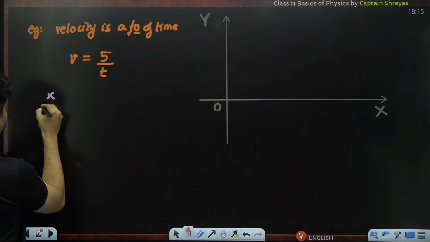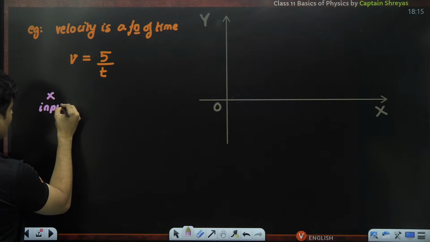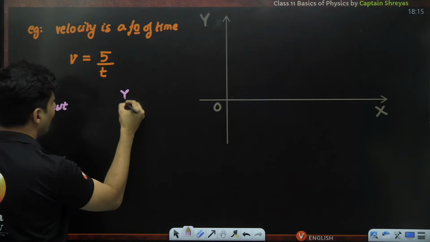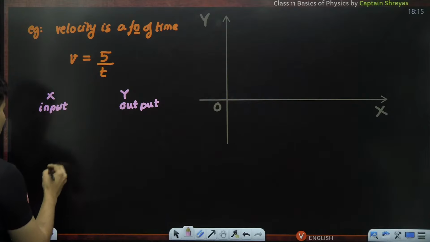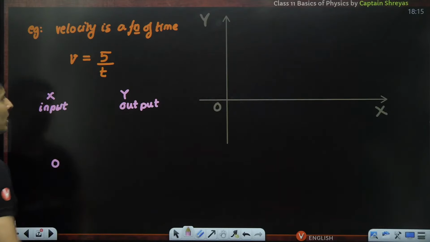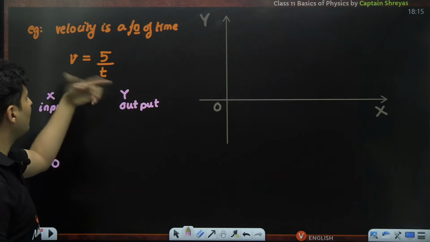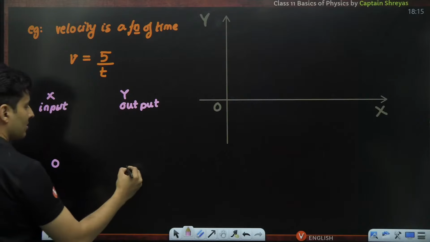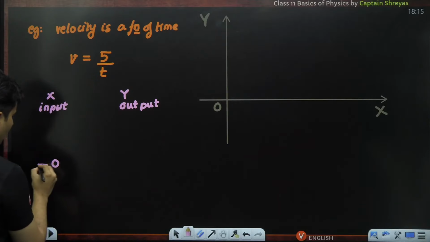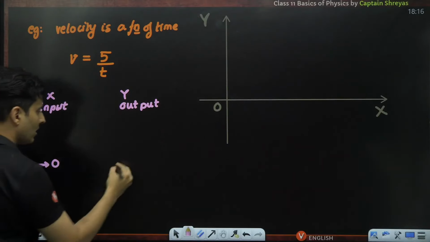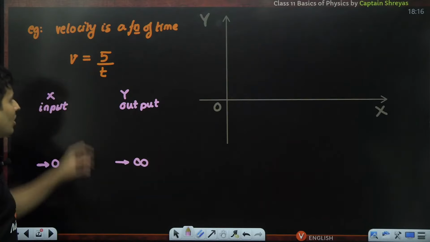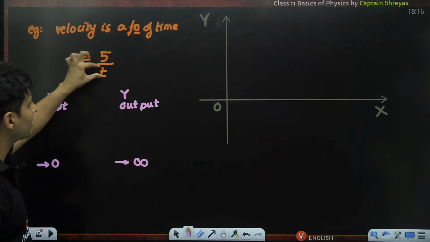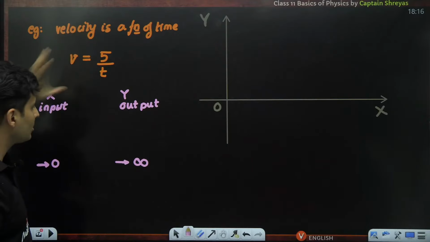So this x is your input. This y is basically your output. I'll take some values. Let's say 0. If I put x as 0, this becomes infinitely large. Basically, I can't put 0. I can put close to 0. So tending to 0, it becomes infinitely large, because if the denominator is very small, the whole ratio becomes huge.